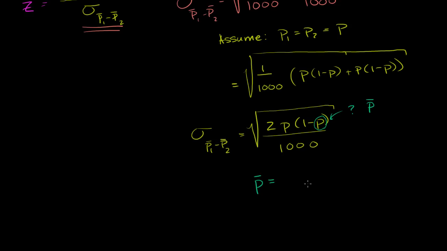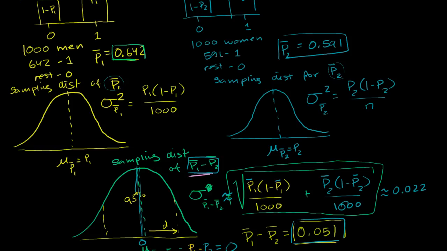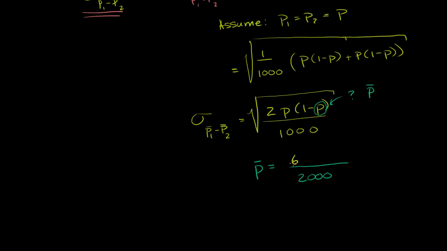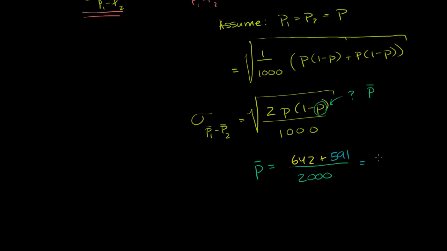So your sample proportion is going to be equal to, we're surveying a total of 2,000 people, 1,000 men and 1,000 women, but we're assuming that they're no different. That's what our null hypothesis is all about, assuming there's no difference between men and women. Let's go back to our original: we got 642 yeses amongst the men and 591 amongst the women. So it is 642 plus 591. If you viewed it as just one huge sample of 2,000 people, we get, get the calculator out, 642 plus 591 is equal to 1233, divided by 2,000 gives us 0.6165.